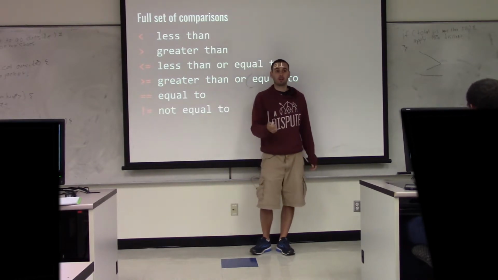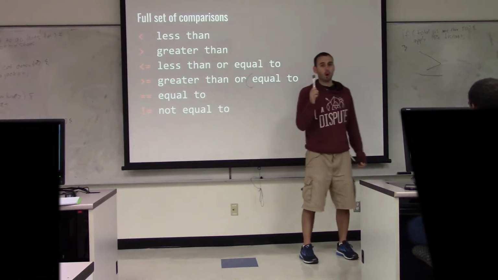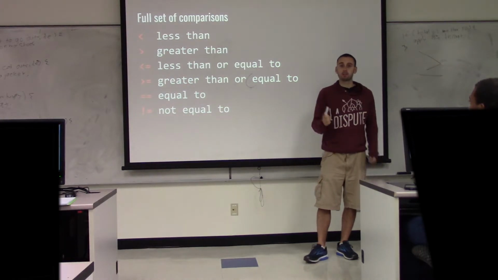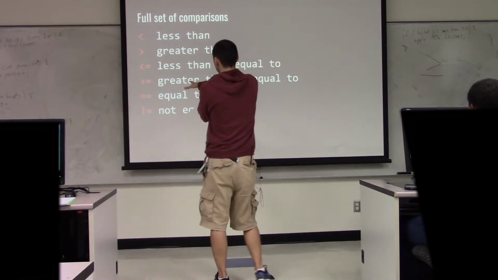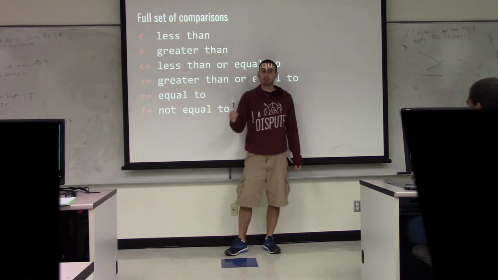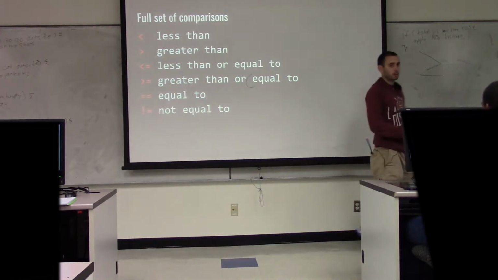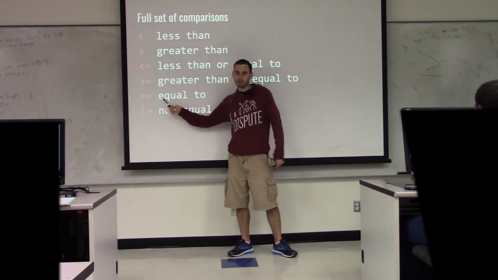Equals is for comparison. So we know that one equal sign is assignment. You know that one equal sign means take what's on the right and store it in the variable on the left. If you want to do comparison, you use two equal signs. If you use one equal sign, you will not get what you want. So equals is the comparator.